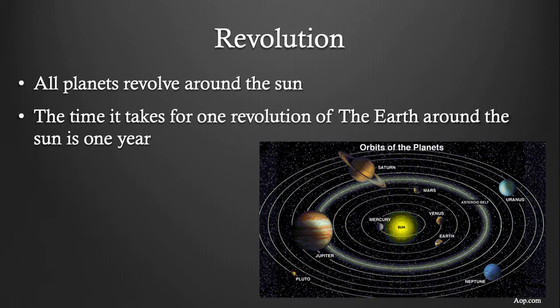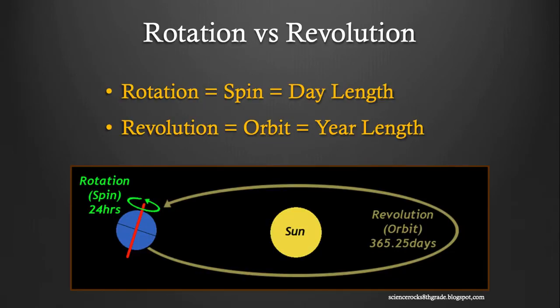So revolution is the motion around the sun. All planets revolve around the sun. The time it takes for one revolution of the Earth around the sun is 1 year. So rotation is spin, and that causes day length, and revolution is orbit, that causes the year.